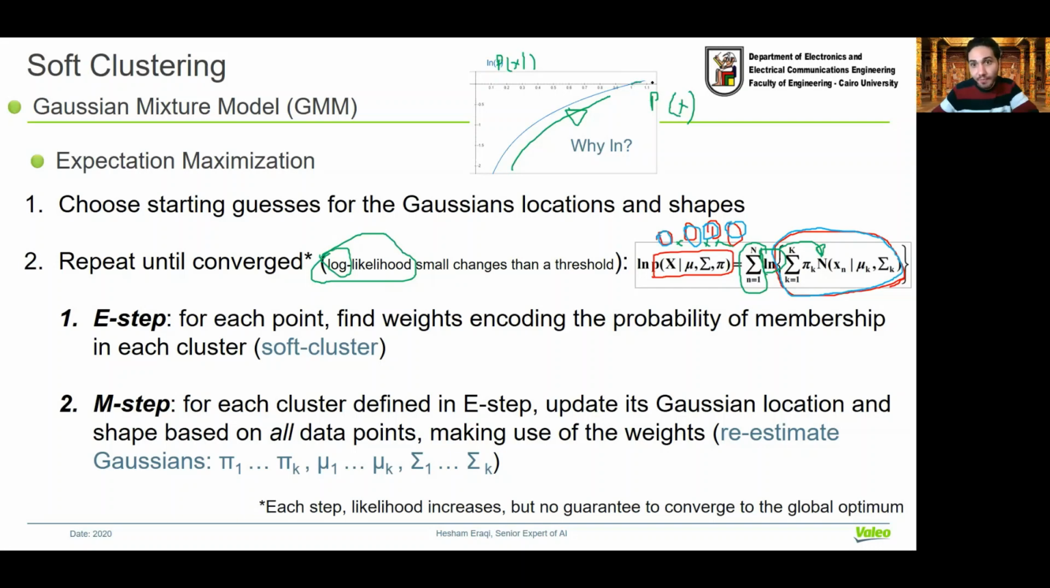By the way, the part from here is impractical, because we know that p of x, the maximum value of it, is equal to 1.